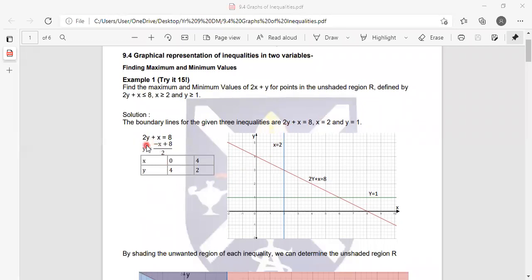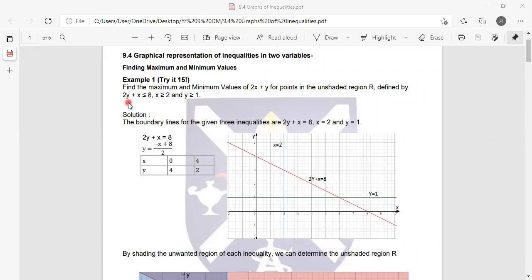So I'm going to make y the subject here. Making y the subject, take the x to the other side, divide by 2. Okay, so I have y equal to negative x plus 8 over 2. So choose a few random points for x and find the corresponding values of y. When x is 0, we get y to be 4. When x is 4, we get y to be 2. We have seen all this in the previous lesson we had. So I've drawn the line. So I have a set of three lines drawn on the graph paper.